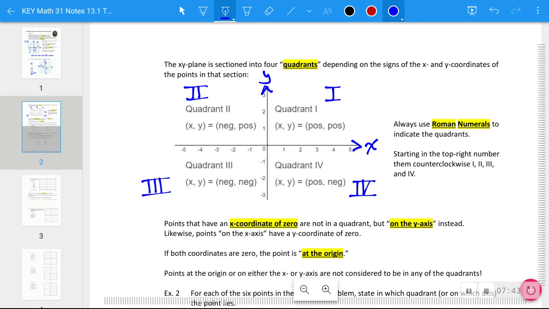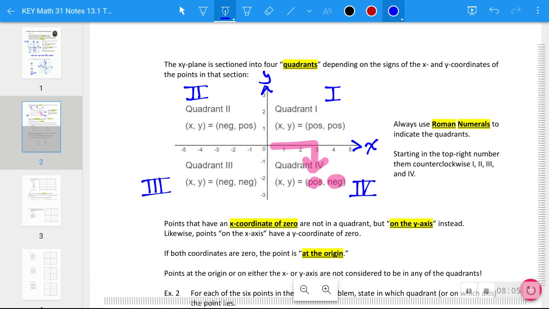The Roman numeral 4 is IV, and it's the one that's to the right for the x, so positive, and negative for the y because it's down. So you can see I've highlighted that the x will be positive and the y will be negative. Okay, there are locations that are on neither or none of the quadrants.